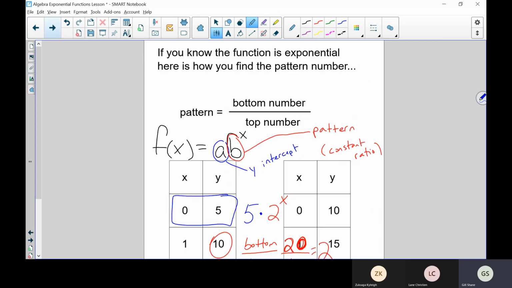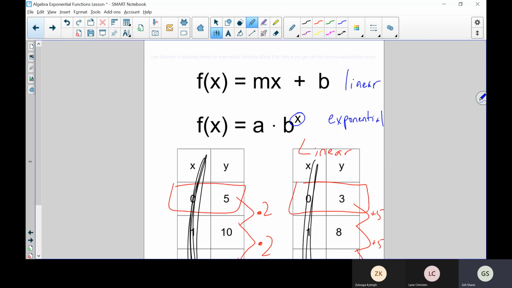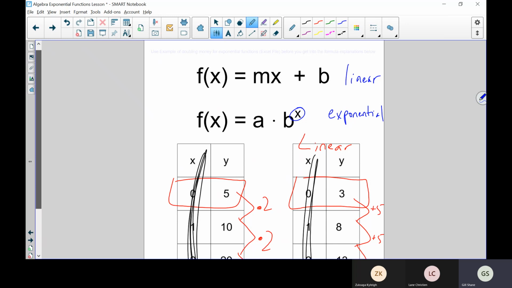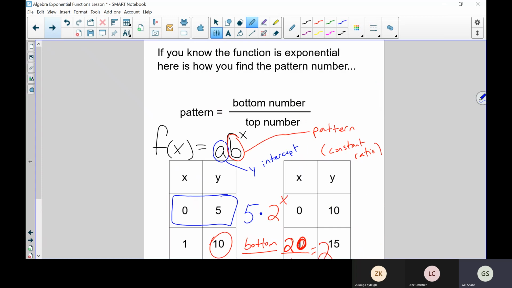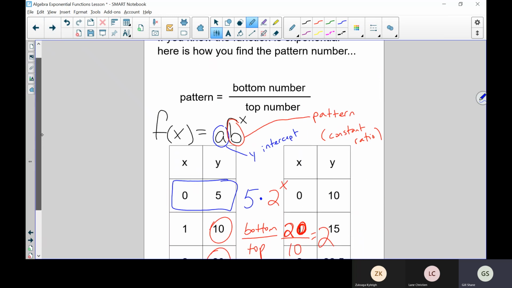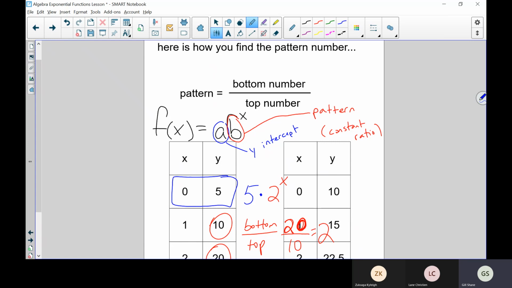Whoop. Wait. Same table, I think. Wait, I'm not on that screen. Here we go. No, I'm on the same screen.